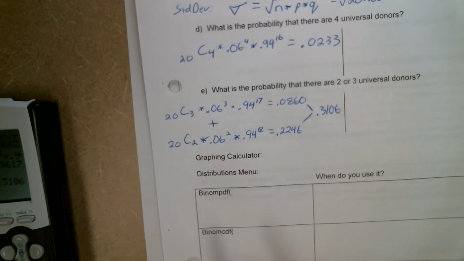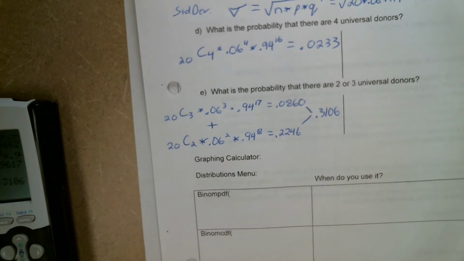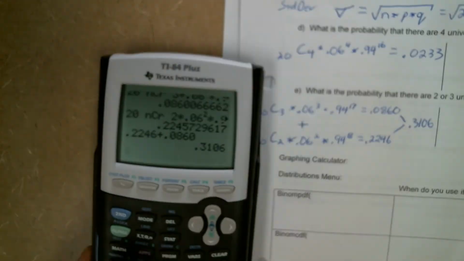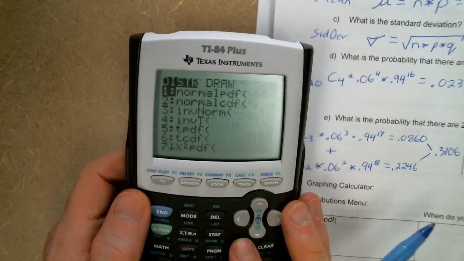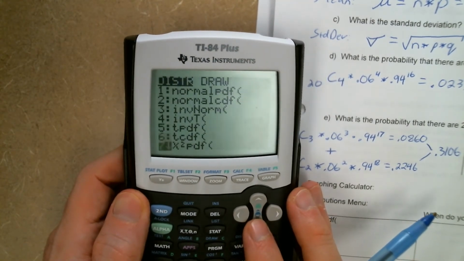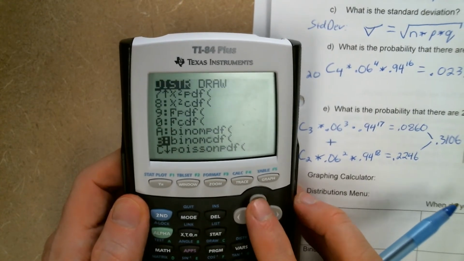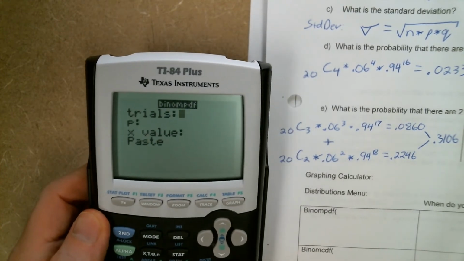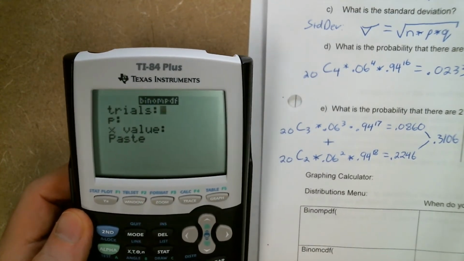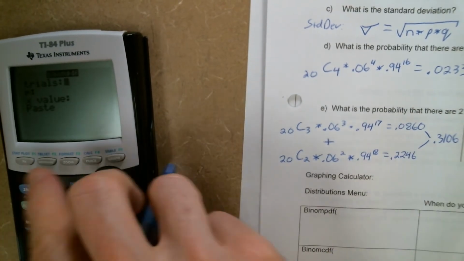Now, a lot of times we're not going to use this long formula. I show it to you so that you can see it, but in actuality, we're going to let the calculator do most of this work. So we're going to use something called Binomial Pdf and Binomial Cdf. It's in your distribution menu, same place as normal CDF, and it's down towards the bottom. Both of these need 3 pieces of information. They need their trials, they need the probability, and they need the x value.